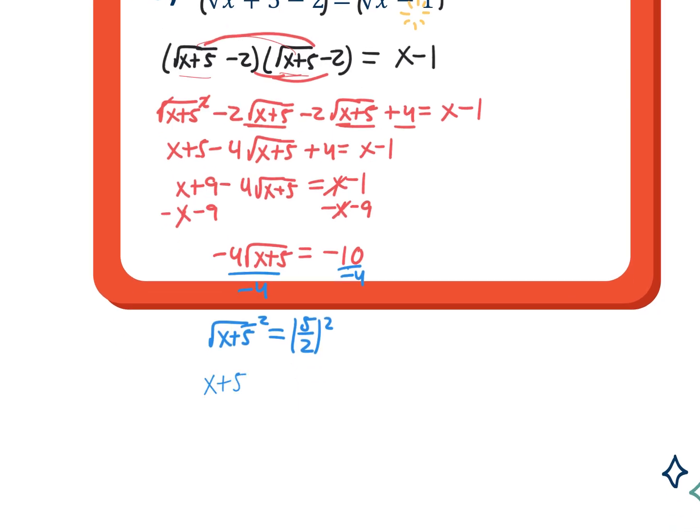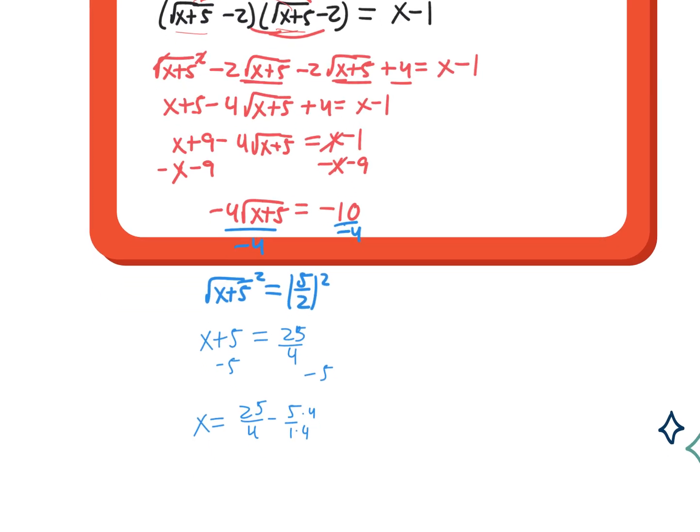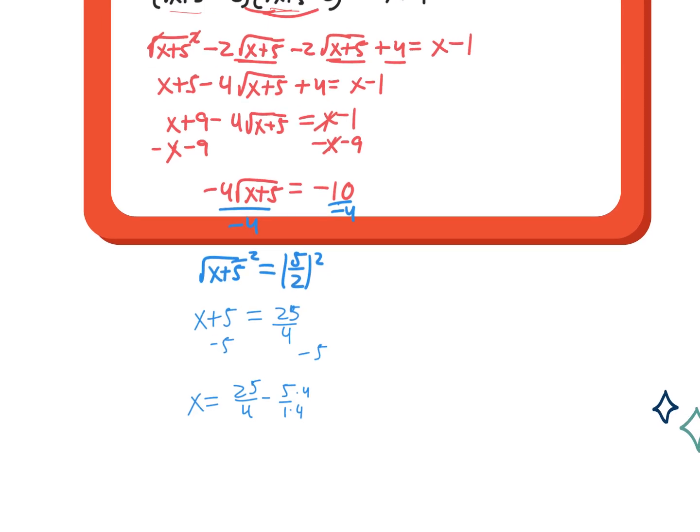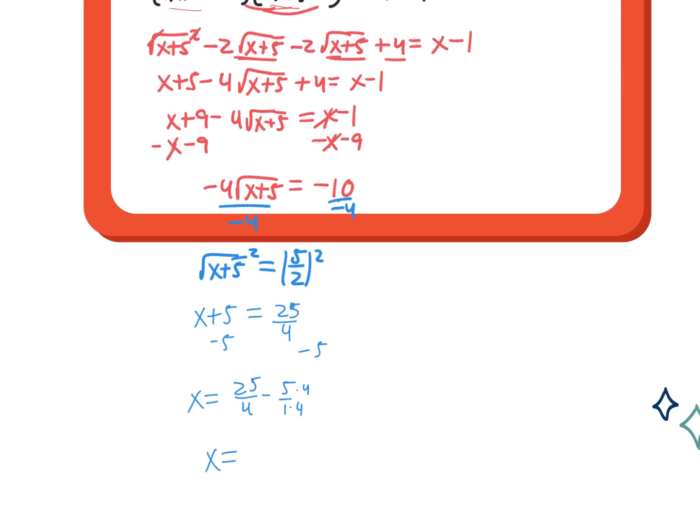previous page. So then I get x plus 5 equals 5 over 2 squared, which is 25 over 4. Subtract 5 on both sides, and this is going to get me x equals 25 over 4 minus 5. This is the same as 5 over 1. I do want a common denominator so that we're able to combine these effectively. Then I get x equals 5 times 4 is 20, and 25 minus 20 is 5. So I get x equals 5 over 4.